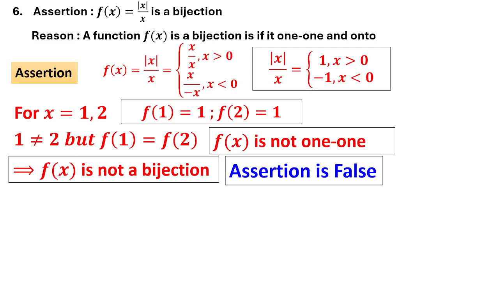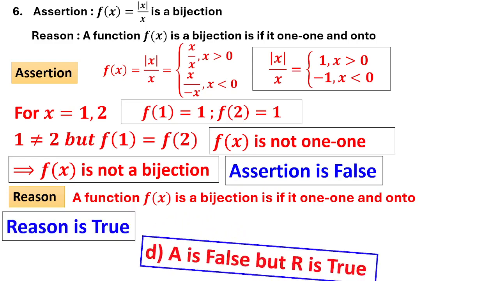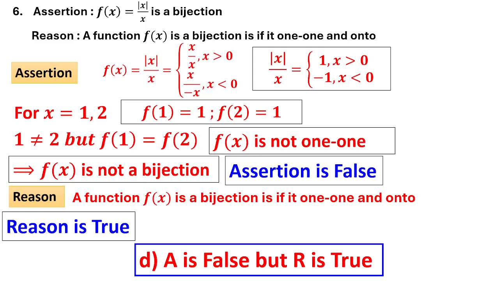But as per the recent pattern, the options are: A is true, R is false; A is false, R is true. These are the only two options. Therefore, just see the reason. The reason is very simple. It has given you the definition of a bijection: if it is 1-1 and onto. Therefore, the reason is true. So you are going for option D: A is false, but R is true.